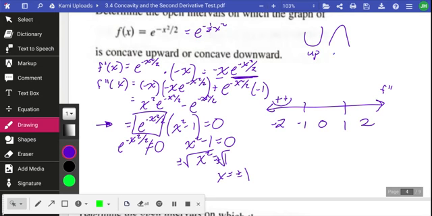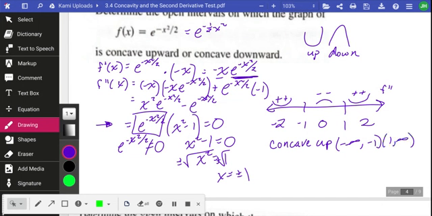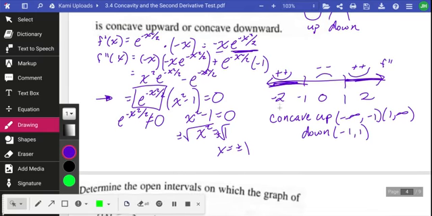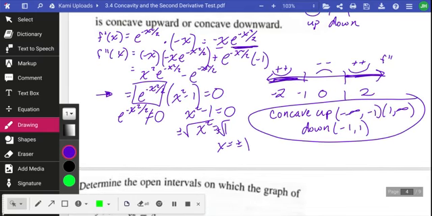So here's your up. This is what down looks like. Think down is sad. If I plug in 0, I get 0 minus 1, so it's sad. And I plug in 2, and I get 4 minus 1, which is 3, and it's positive. So I have concavity, so I'll say concave up from negative infinity to -1 and 1 to infinity. So this interval here was up, and this interval here is up. It is concave down from -1 to 1. So that would be the answer to that problem.